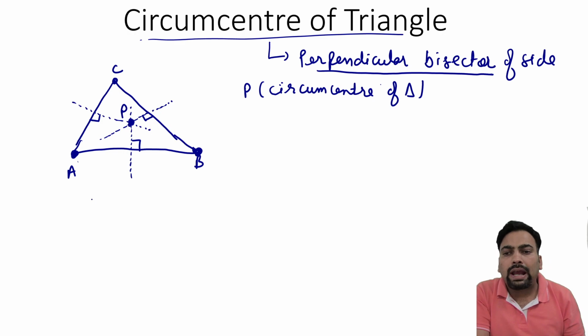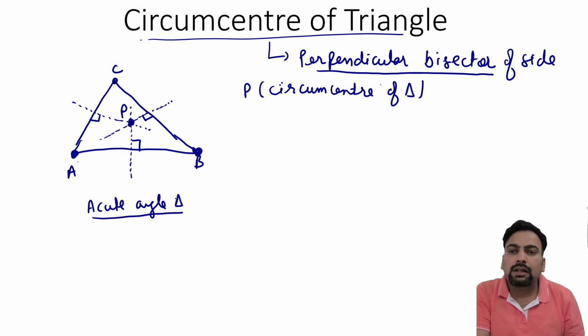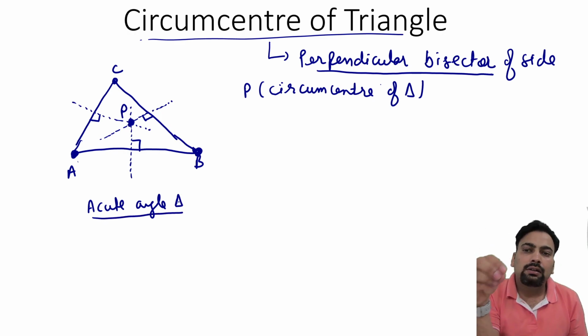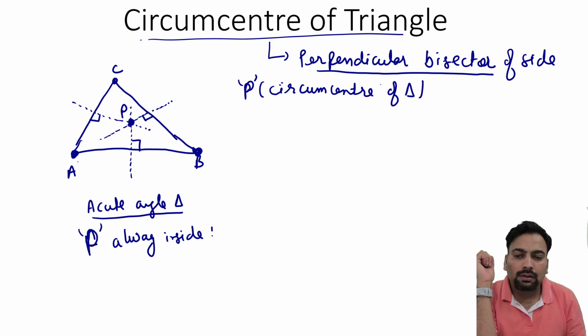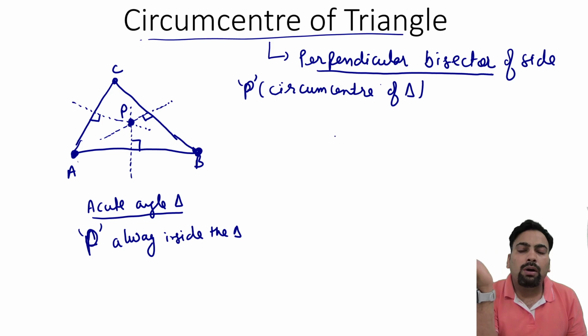Remember, for an acute angle triangle, the circumcenter is always inside the triangle. The circumcenter I will denote by the point P. Okay, here I write P is always inside the triangle. Let's suppose I talk about the right angle triangle.